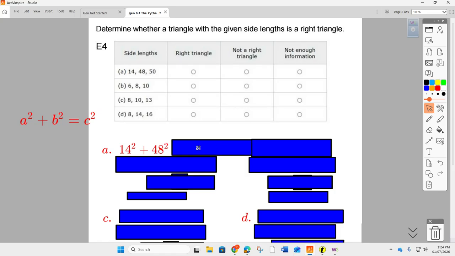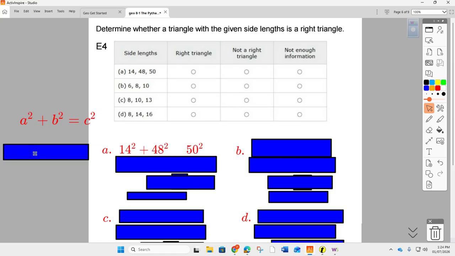How do they compare to that longest side squared? So if we add that together, how does it compare to the longest side squared?